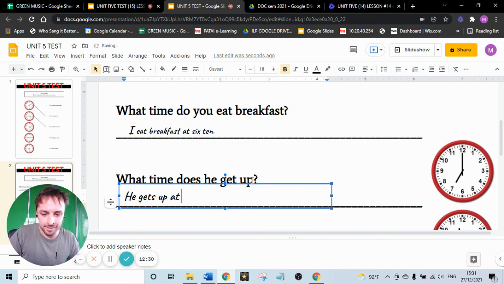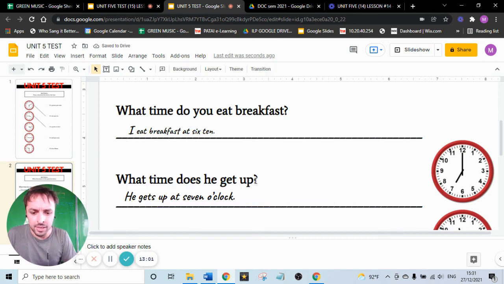and we say at. Now for this one, we need to look at the clock. What time does he get up? The hour is 7. So he gets up at 7. Then the big hand is pointing up at 12. What do we say if the big hand is pointing up at 12? We say o'clock, and then a full stop at the end. So the answer: he gets up at 7 o'clock.